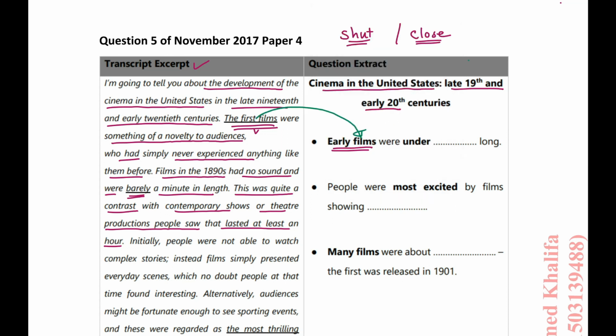Fair enough. We're under. So under here, as you can see, it could be what? It could be, so under could be what? Barely. So barely means what? Under. Okay? Then, under what? Of course, we say under a minute. So here you write what? A minute. You got the point.